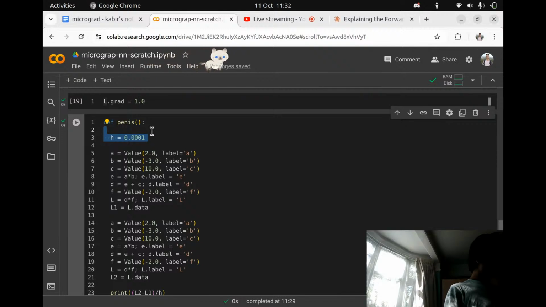So symmetrically, dL by dF will just be D. So what we have is that f.grad we see now is just the value of D, which is 4. Cool.